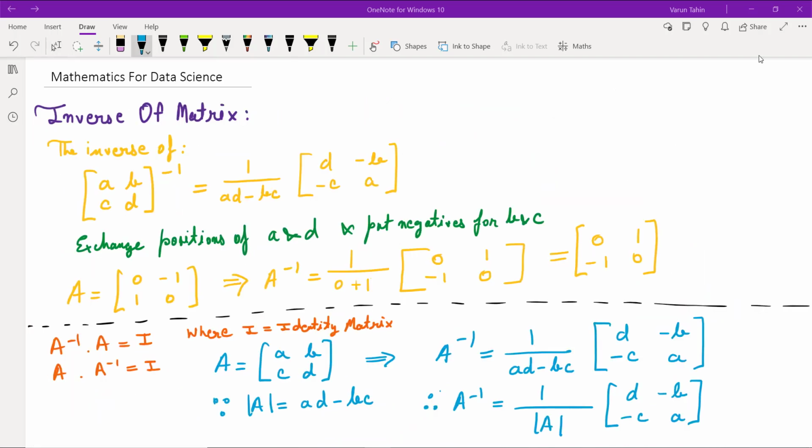Now we have previously looked at what the inverse of a matrix is and how it is used, but we didn't speak about how it is calculated. So in this section we will see how the inverse of a matrix is actually calculated.